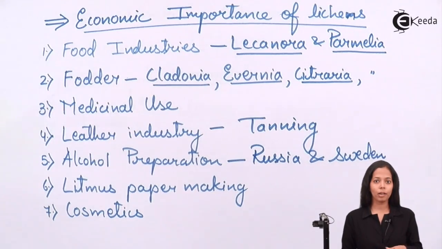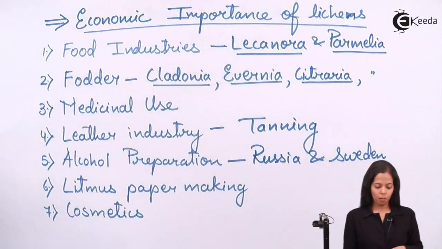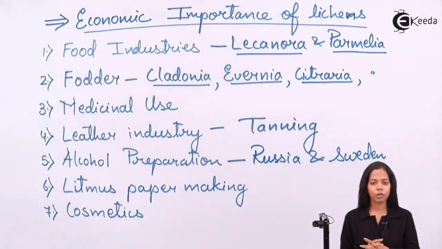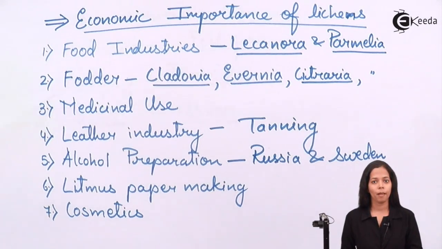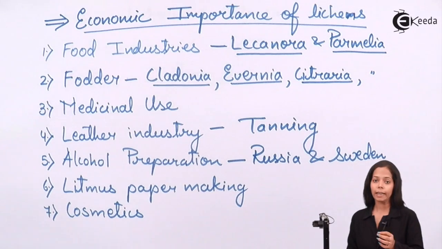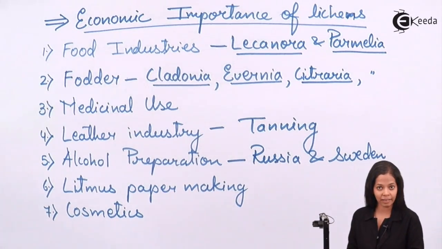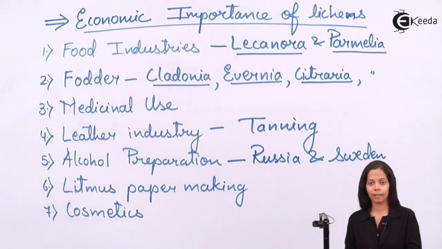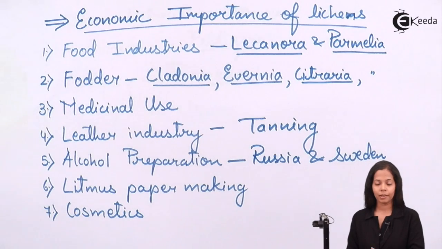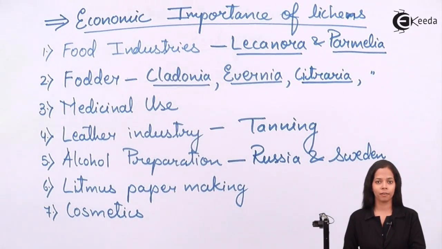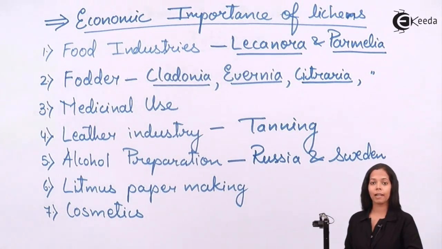Next, speaking about litmus paper. Litmus paper is used in the laboratory for checking chemicals. Litmus paper is an indicator which indicates whether a solution is acidic or alkaline. You must have used it in your chemistry lab. Now, this litmus paper is made up of lichen, and the names of the lichens are Roccella and Lecanora.